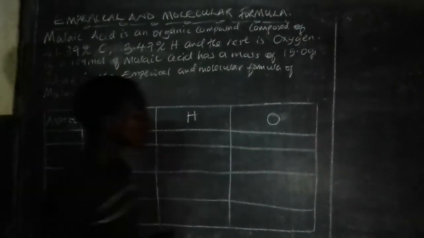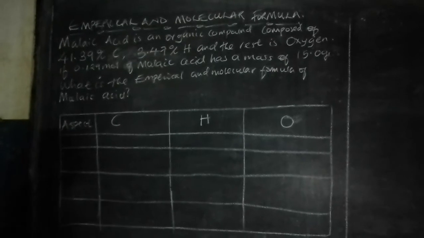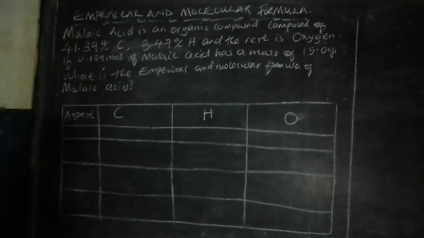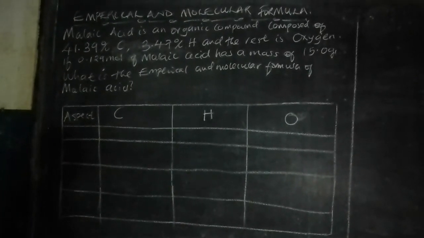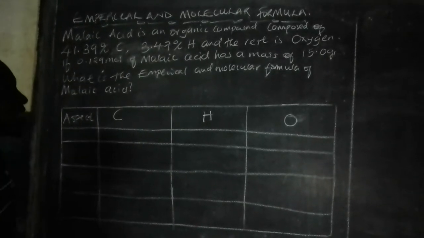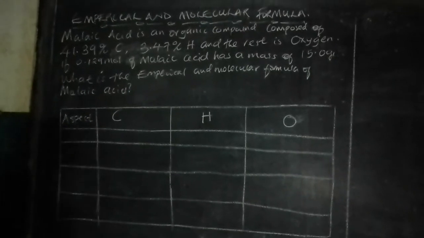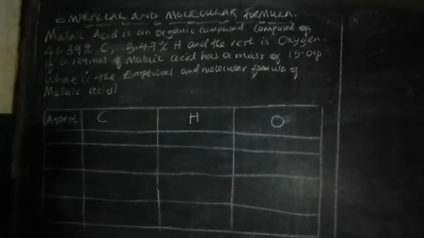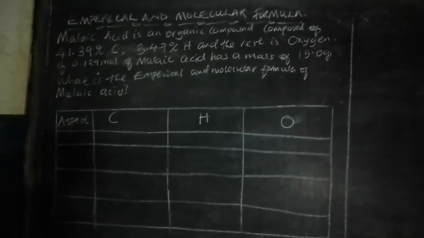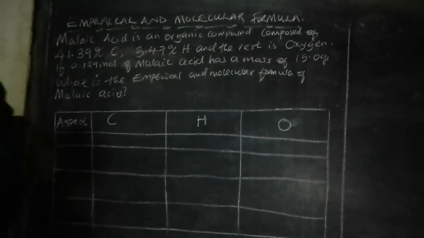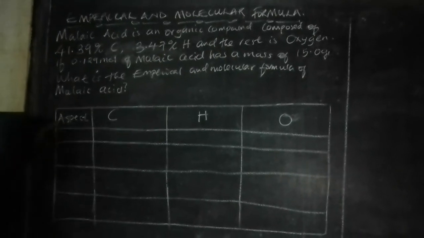So let's look at this question. It's actually an easy one. It's not hard. The question says malic acid is an organic compound composed of 41.39% carbon, 3.47% hydrogen, and the rest is oxygen. Now, if 0.129 mole of malic acid has a mass of 15.0 grams, what is the empirical and molecular formula of malic acid?